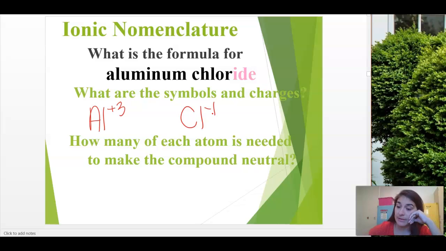So when we think about our least common denominator, we have 3 and 1. 3 times 1 is 3. So that is what I need. I need a total of +3 and a total of -3. My aluminum is already at +3. So I only need 1 aluminum. Chlorine is at -1. I need it to be -3. Therefore, I will need 3 chlorines to do it. And so we say Cl3.